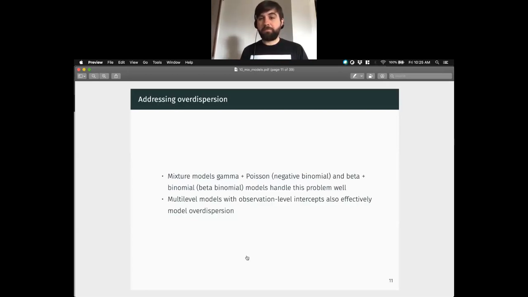The shape tends to work better. But we also often have overdispersion in binomial counts as well, right? And so beta binomial is another approach we can use. I'm not going to cover beta binomial today.